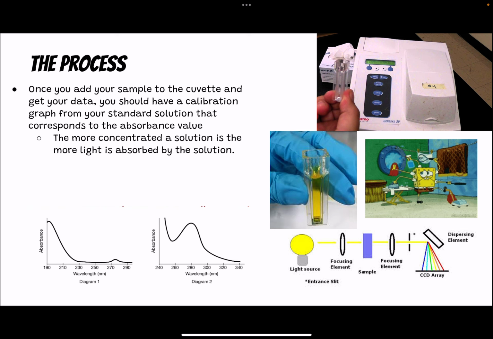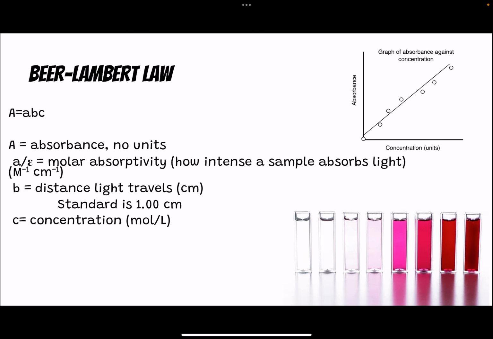All right, so once you add your cuvette to the colorimeter, you'll get your data. And again, the more concentrated the solution is, the more light is absorbed by the solution, and it's not going to pass through. So then we can use Beer-Lambert's law to describe this relationship.